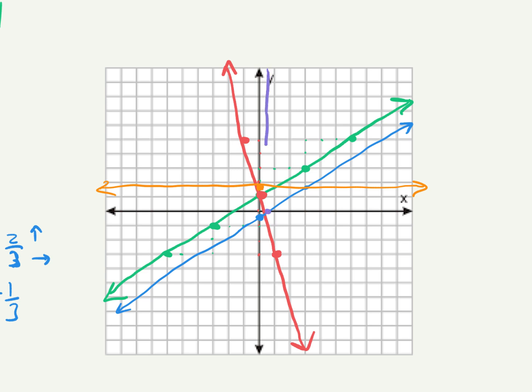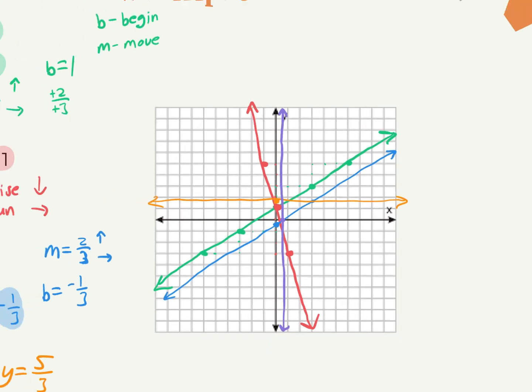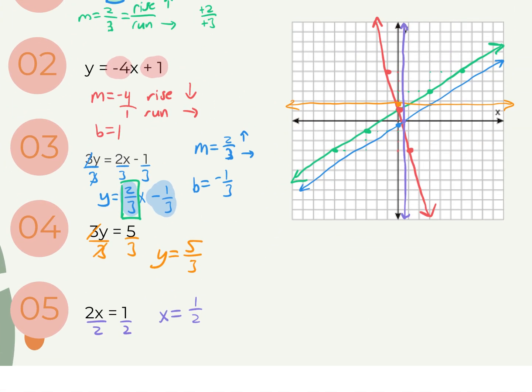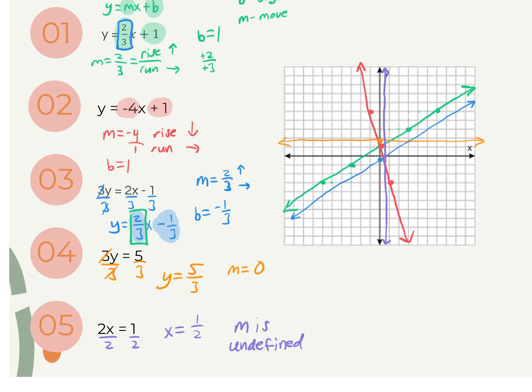This is a vertical line, right? And think about what kind of slopes vertical lines have. Vertical lines have undefined slopes. They don't have a slope, right? So I'm going to write that down actually. For our orange line, y equals 5/3, m equals 0. And for our purple one, m is undefined. All right, and that's all for this page.